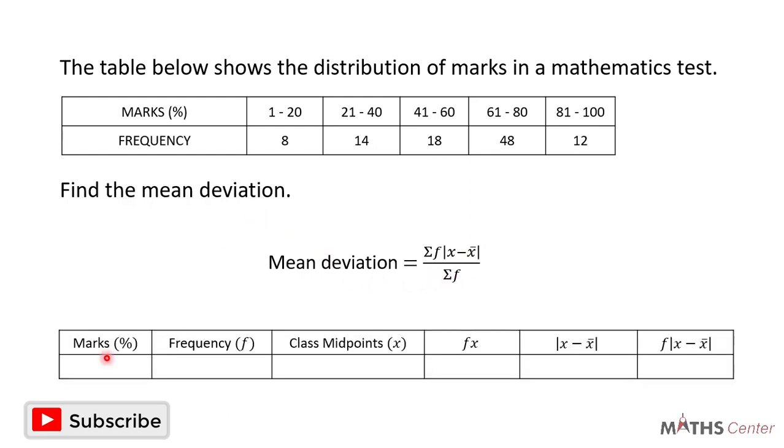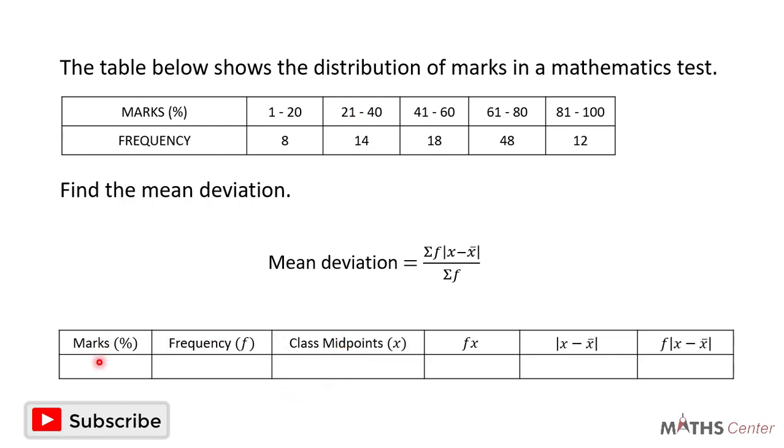To get this, we will draw a 6-column table. The reason why we are drawing a 6-column table is that we will have to include a column for the class midpoints, because here we have been given the intervals. So our x values should be the class midpoints.